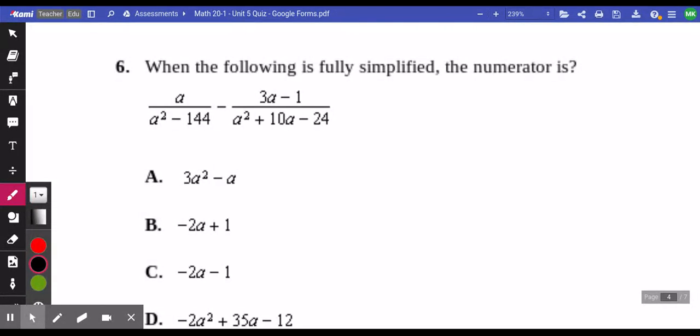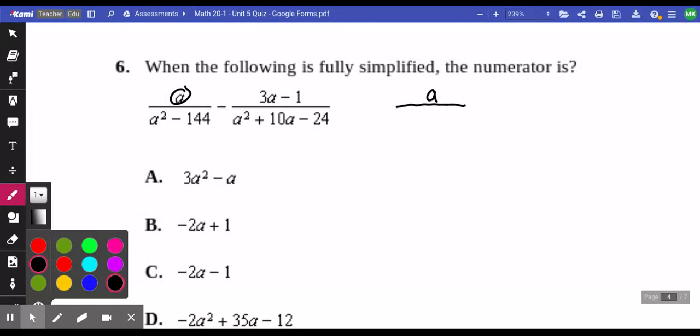I know my first step to every question is factor, factor, factor. So when I look at this question, A on the top, it can't factor. In the denominator, though, different story. I can square root that thing. It is a difference of squares, no questions asked. That means I have a minus 12, a plus 12. The order in which you write those does not matter. Minus 3a minus 1. I can't factor that, but I can put it in brackets, which is just a good old habit.